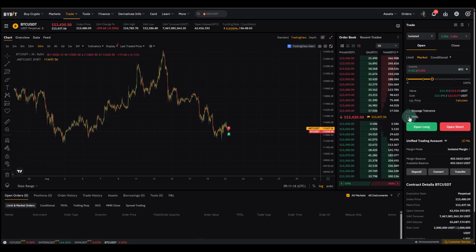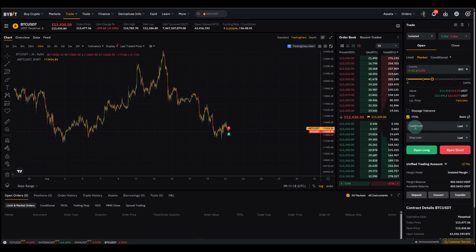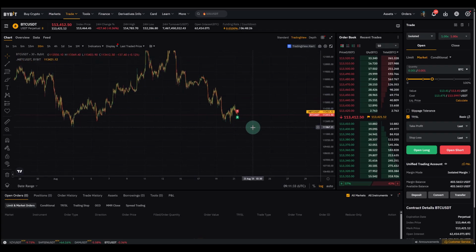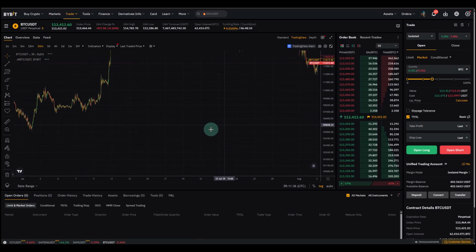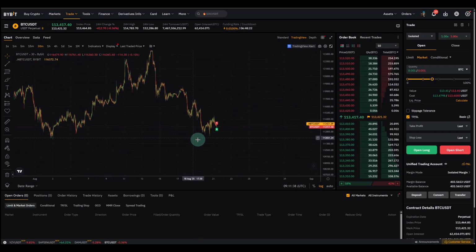So you click TPSL. This is where you can select where you want to take profit and where you can get out of the trade, where the market will basically close your trade. And you have to select a technical level. Now, I'm just going to use any level here, it doesn't matter which one it is. This is really just to show you the mechanics, but technically you would use maybe a previous swing low.